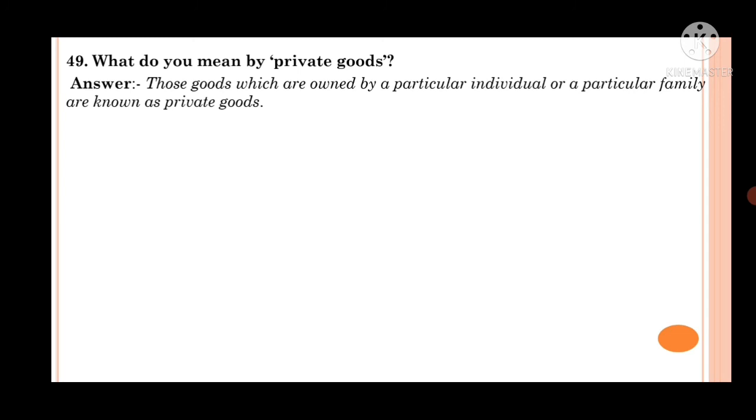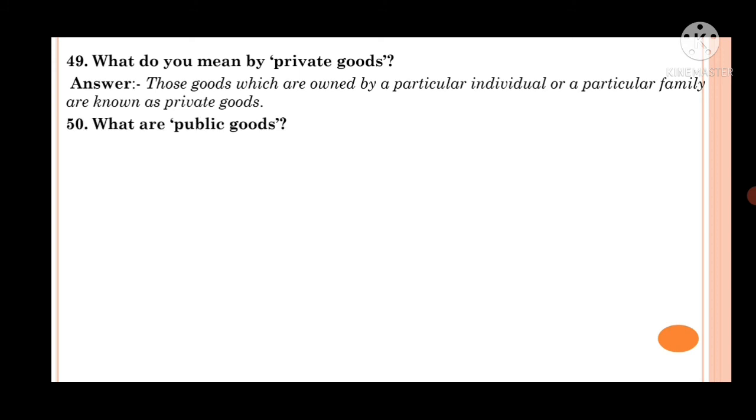It means goods whose ownership is with private individuals or some families are known as private goods. For example, house of a person, motorcycle of a person, car of a person. They are known as private goods because their owner is some private individual, right?